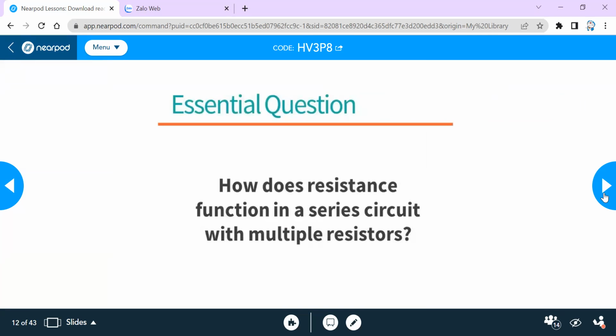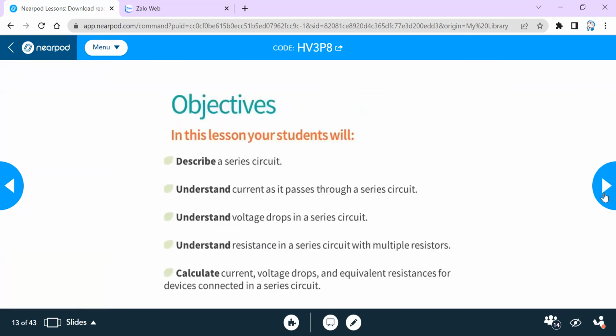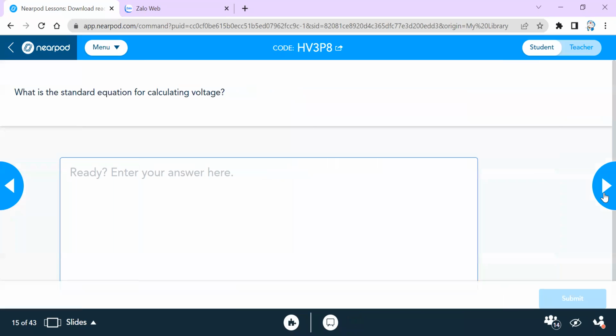Some questions to ask: how does resistance function in a series circuit with multiple resistors? All right, so let's get started. Before we begin, I want to check one thing with you. What is the standard equation for calculating voltage? In the previous series of We Love Science, under the topic of electricity, we discussed how to calculate voltage. Can anyone give me an answer?